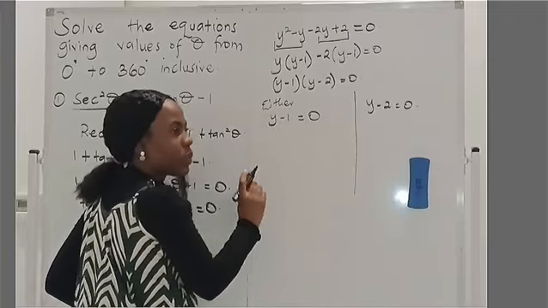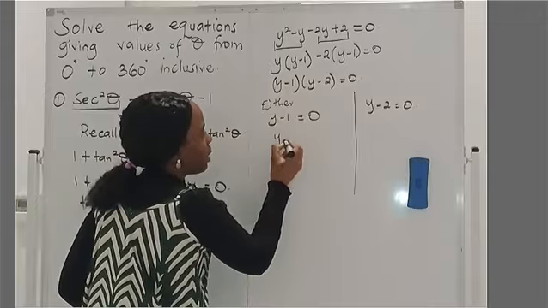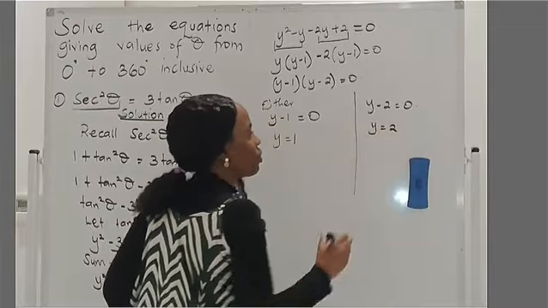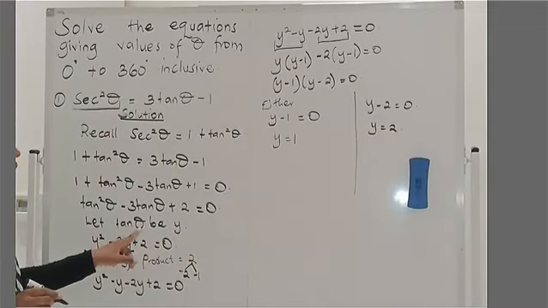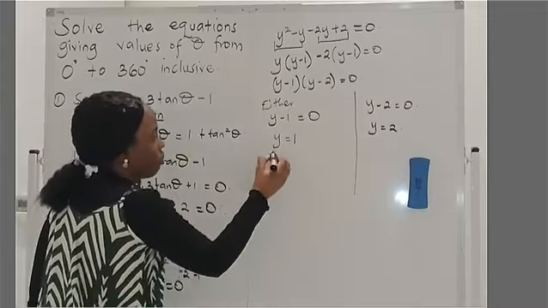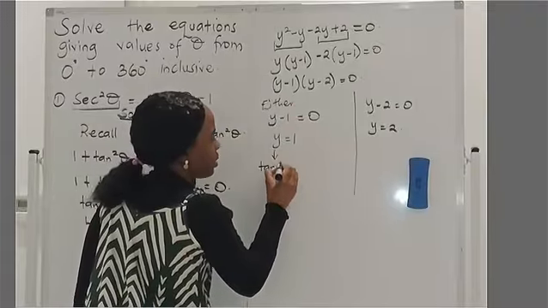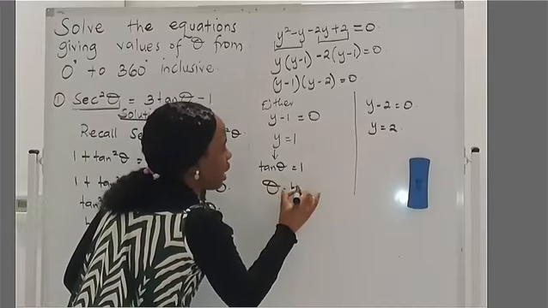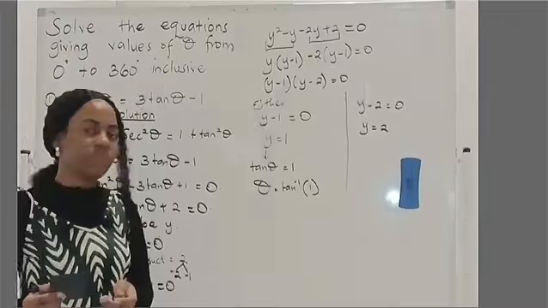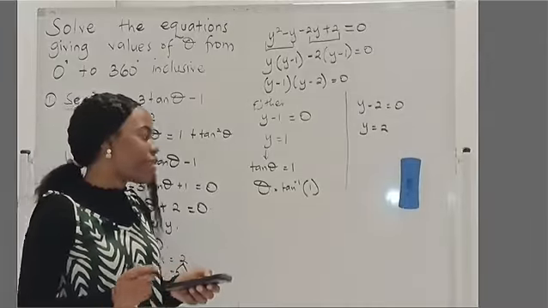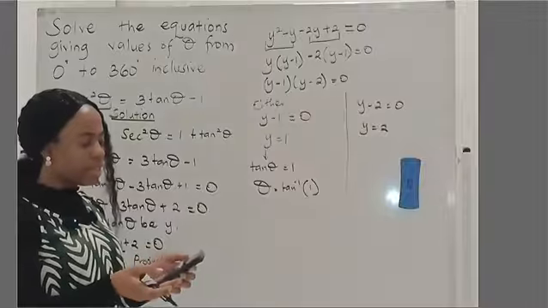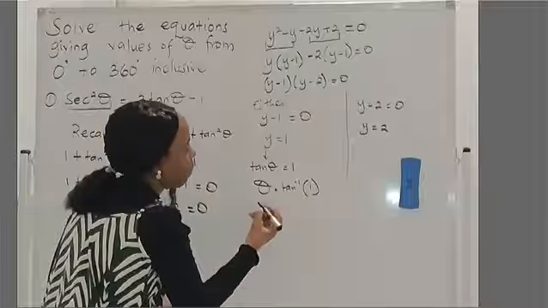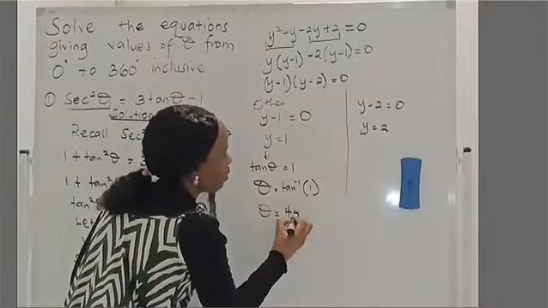Now for y minus 1 equaling to 0, that is y is equal to 1. For y minus 2 equaling to 0, your y is equal to 2. But initially, we let this tan theta be y. Therefore, bring back your tan theta. Tan theta is equal to 1 here. What is the value of theta? My theta is equal to tan inverse of 1. Now tan inverse of 1, you press shift, then tan, it will bring tan inverse, open brackets, and put 1. That is 45. So my theta is equal to 45 degrees.